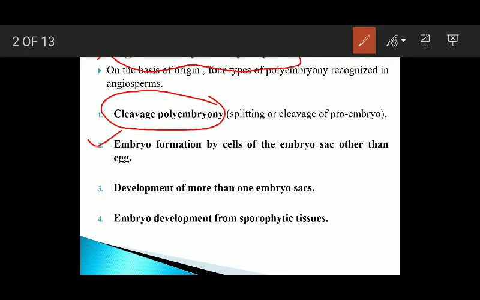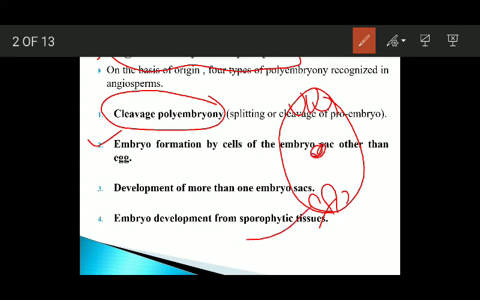Apogamy में क्या होता है? Apogamy means embryo formation takes place from cells of the embryo sac other than the fertilized egg. ये embryo sac है. It contains fertilized egg here. These are the synergids. These are the antipodals. This is the central cell. If embryo formation takes place from cells of the embryo sac other than the fertilized egg, this phenomenon is known as apogamy. Simple.